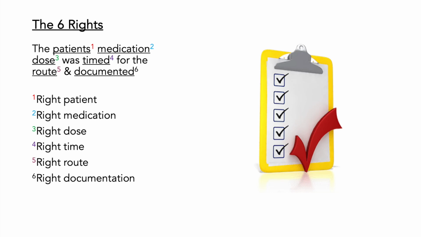Prior to administering the medication, you want to verify the 6 rights. So you can remember the 6 rights as a phrase. I made up this little term. What I think to myself is the patient's medication dose was timed for the route and documented. So these 6 rights would include the right patient, the right medication, right dose, right time, right route, and right documentation. This helped me tremendously remember the 6 rights. So I made this into a phrase to help me remember the steps when administering medication safely for patient care.